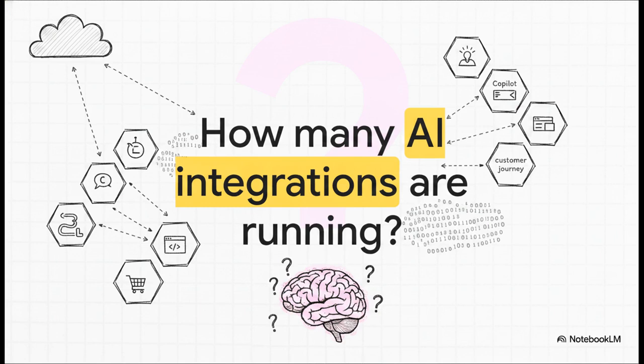So that brings us to a really uncomfortable question, one you've got to ask yourself about your own estate. The issue isn't whether AI is in your network because, spoiler alert, it absolutely is. The real issue is how many integrations are running right now that you have absolutely zero visibility into. We're talking ChatGPT plugins, Copilot hanging out in developers' IDEs, or a weekend LangChain proof of concept that somehow quietly snuck its way into a live customer journey.